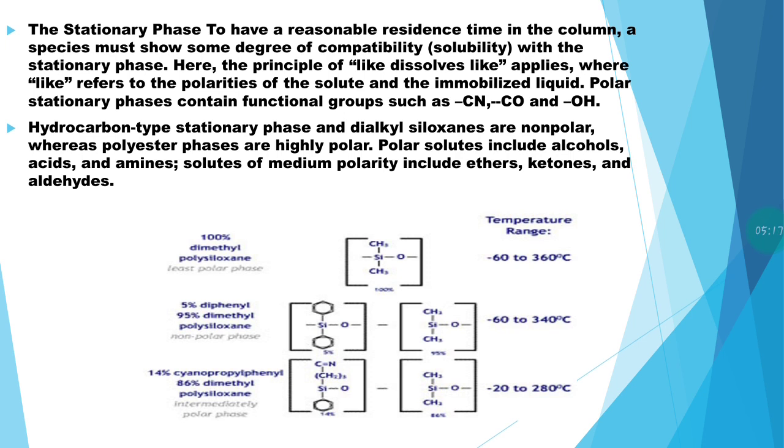Here I would like to say that, just now we spoke about polarity. If the sample is polar, then we have to take a column and a stationary phase which is polar. If it is non-polar, we have to take a non-polar one, to give a base retention power, base chromatogram. Hydrocarbon type stationary phases, dialkyl siloxanes, are non-polar, whereas polyester phases are highly polar.